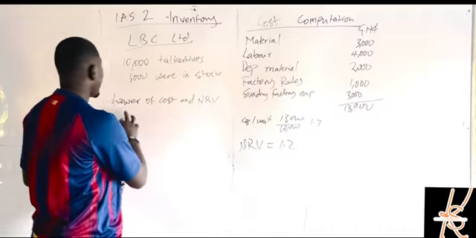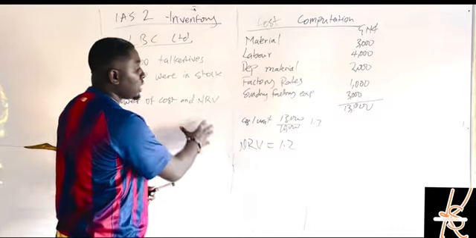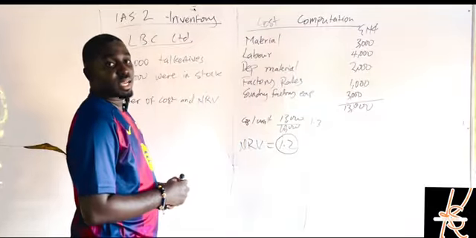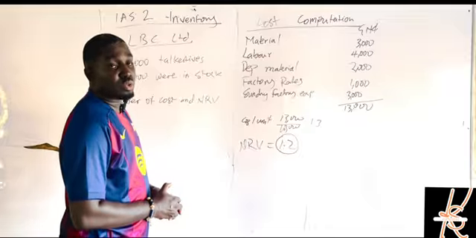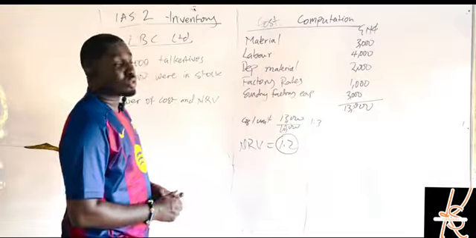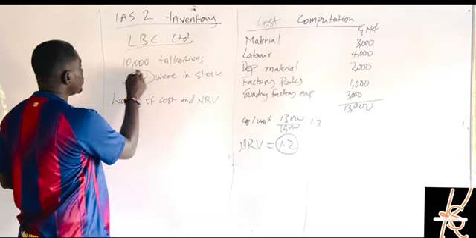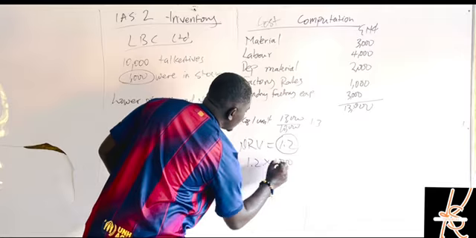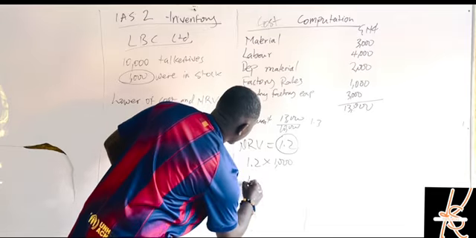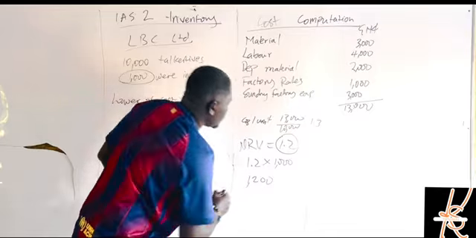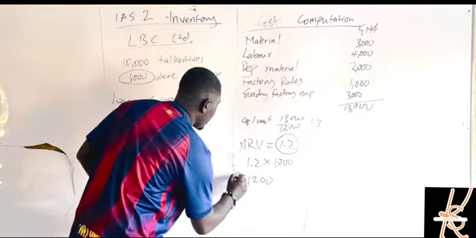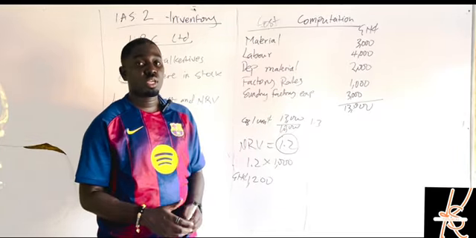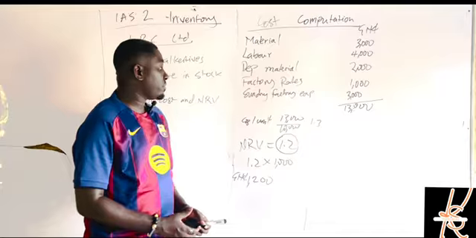Now, going by the lower of cost and net realizable value, we select this 1.2 to value our closing stock. Our closing stock here is 1,000 units, so we multiply 1.2 by 1,000 units. Then we get 1,200 Ghana cedis as our cost of inventory. Do we get it? This is very, very simple.